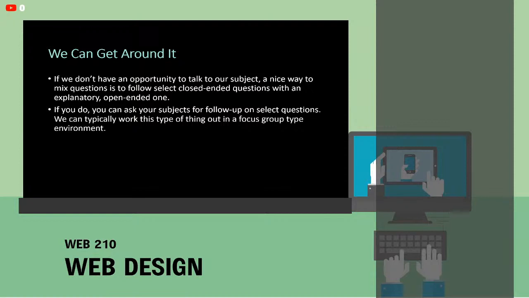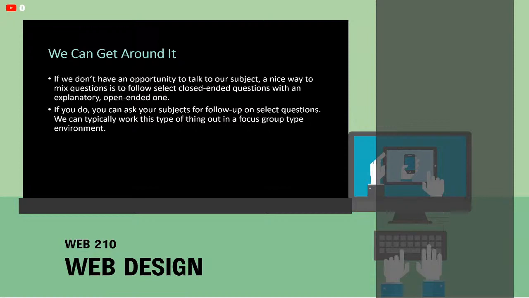If we don't have the opportunity to talk to our subjects, we want to mix the questions together. One way that we approach the problem is we can give a completely closed-ended survey, and then after they respond to the survey, we sit down with them and we talk to them about it. So the survey itself is more formal, and it's all closed-ended, and it builds on those data point structures. And then we have a more informal conversation to determine the qualitative stuff.